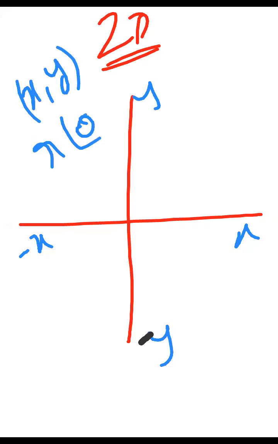Say, for example, if I want to go to this point, I have to go by the x factor in the x-axis and the y factor in the y-axis. Then the common point is x comma y.